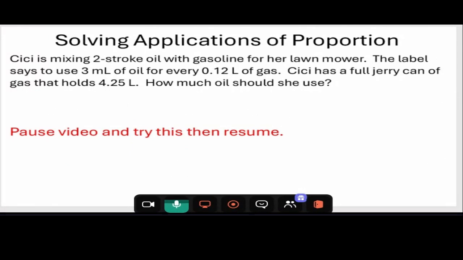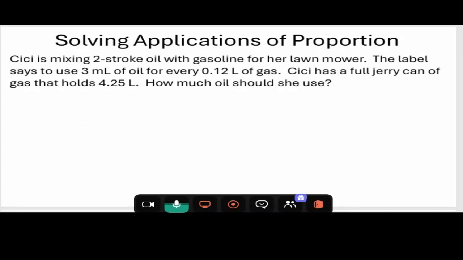Cece is mixing 2-stroke oil with gasoline for her lawnmower. The label says to use 3 milliliters of oil for every 0.12 liters of gas. So you notice again, there's your complete pair. That is one of the ratios. Cece has a full jerry can that holds 4.25 liters. How much oil should she use? So set up your ratios, and why don't you give this one a try, and then we'll look at it together after you've done that.